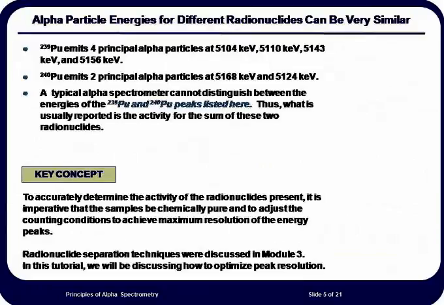Since both of these radionuclides are chemically the same, they cannot be chemically separated. Since their alpha particle energies are so close, they cannot be spectrometrically separated. This means that when the results for plutonium are reported for these two isotopes, it is usually reported as the sum of the activity of the two radionuclides.